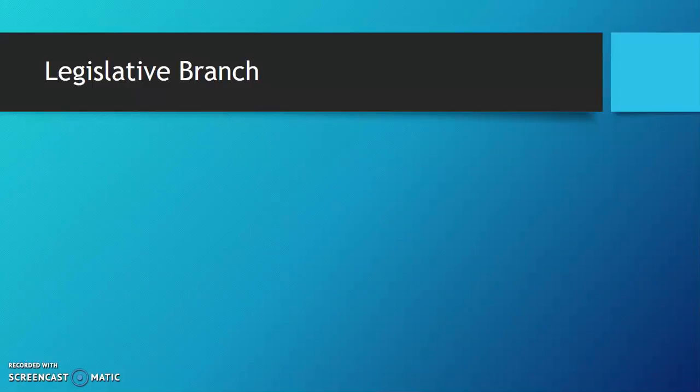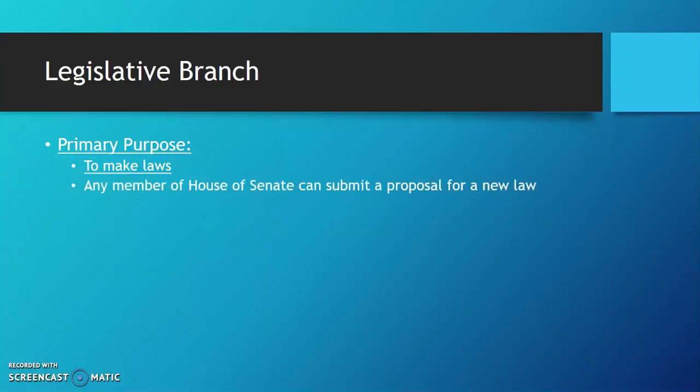When discussing the legislative branch, we have to look at what its primary purpose is and what its primary focus is in our government. Its primary purpose is to make laws. So any member of the House or the Senate can submit a proposal for a new law, and this law can range from a number of different things. That being said, any member from the House or the Senate can propose, but only the House of Representatives can propose new taxes. So someone from the Senate could not propose a new tax.